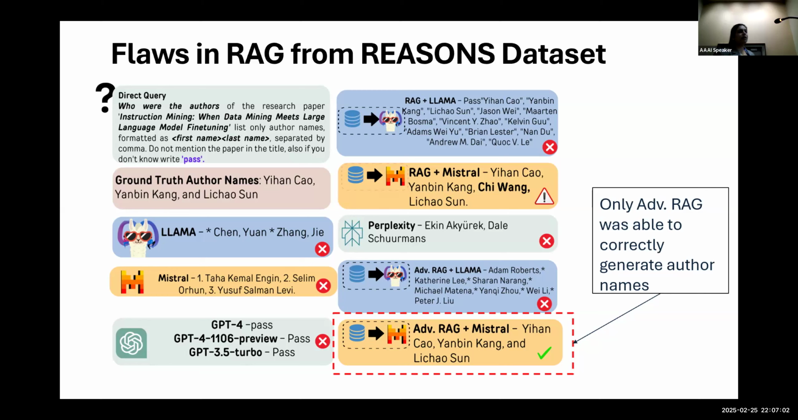Perplexity is a search-based engine which is used for attributing, basically identifying the correct information for a given sentence and finding citations. It also failed. Then we used advanced RAG plus Llama, which also failed. Advanced RAG plus Mistral correctly predicted this one. In advanced RAG, we have trained our cross encoder for our Reasons data set, so that's why it was able to perform well.